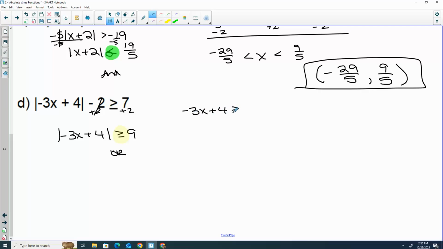The first one, you just drop your absolute value. With the second one, you flip the inequality and make it a negative. Solve each. Subtract over our 4. When I divide by -3, what happens? So I get less than or equal to -5/3.